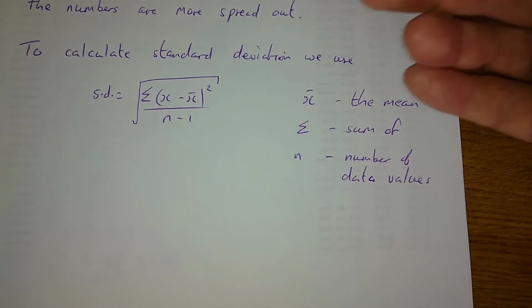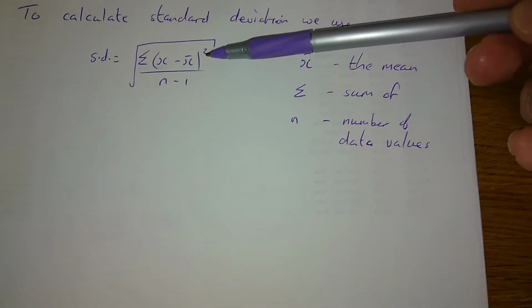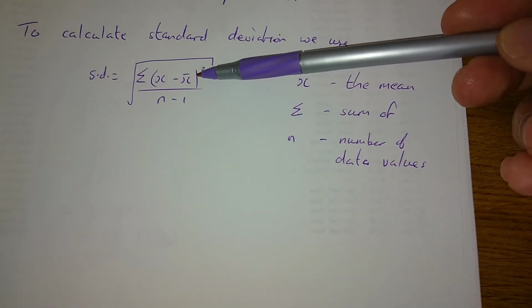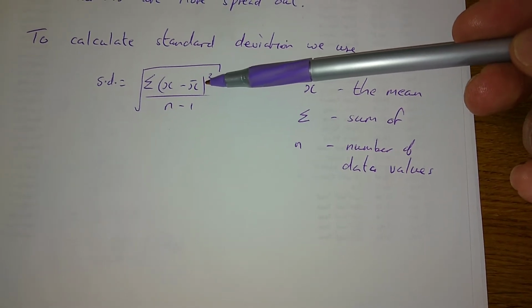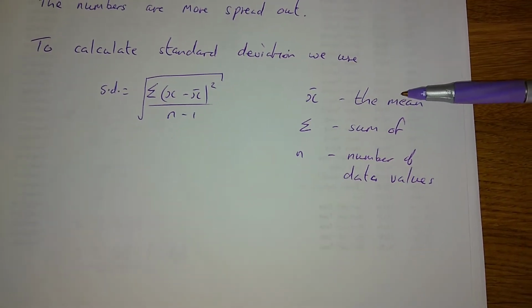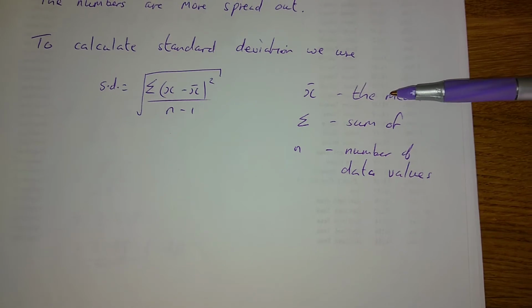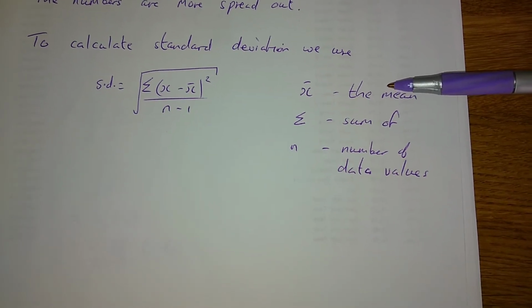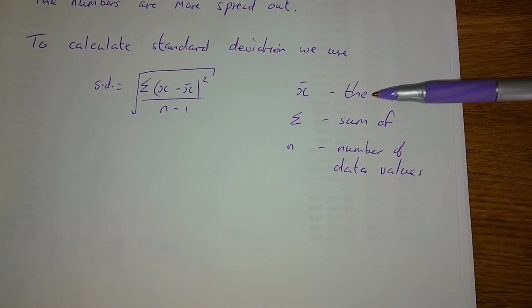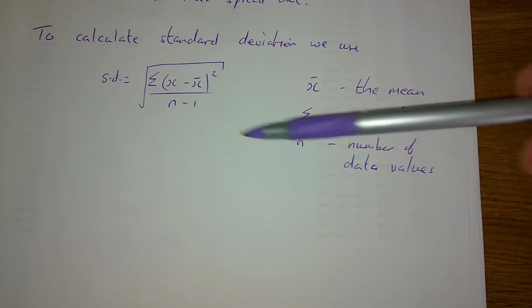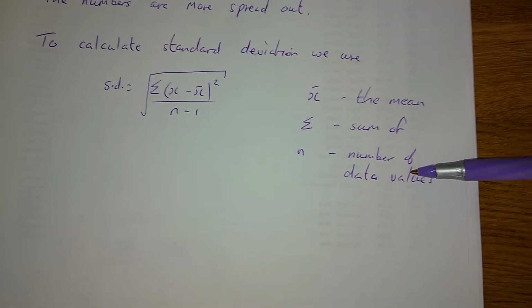So here we have x bar. x bar is the mean. We just calculate the mean by adding together all the data values we have and dividing by the number of values. We have an n down here. n is simply the number of data values.